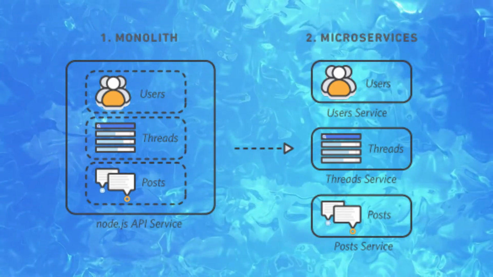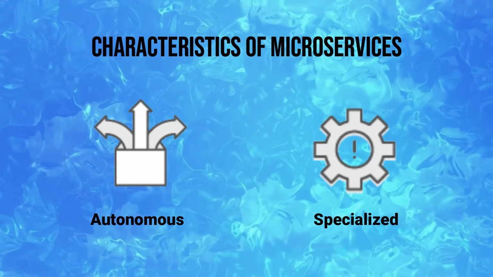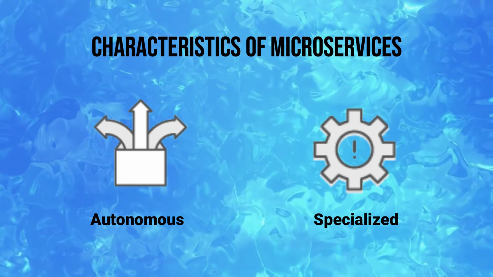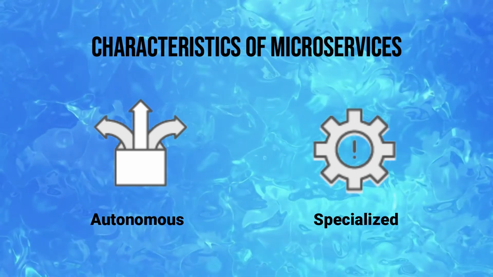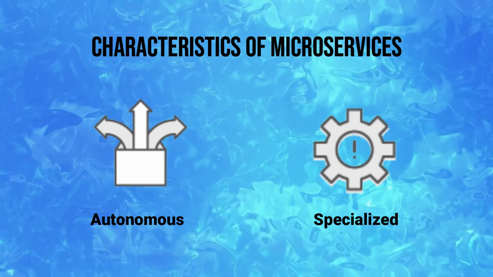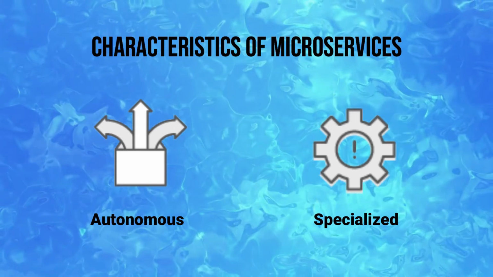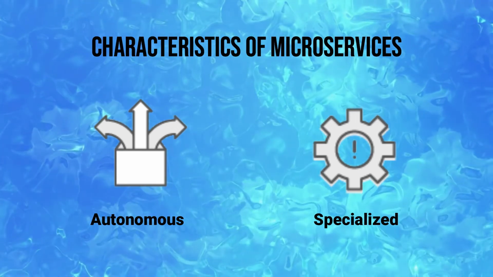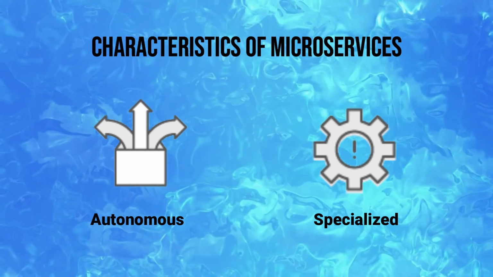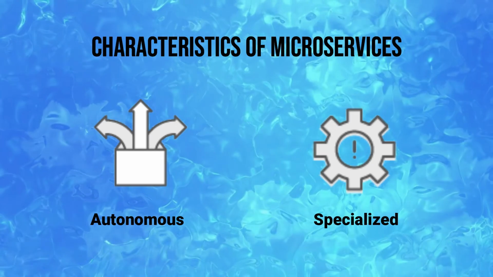And there are some characteristics of microservices. It's autonomous, and it is specialized. What autonomous means is each component service in a microservice architecture can be developed, deployed, operated, and scaled without affecting the function of other services. And specialized means each service is designed for a set of capabilities and focuses on solving specific problems.